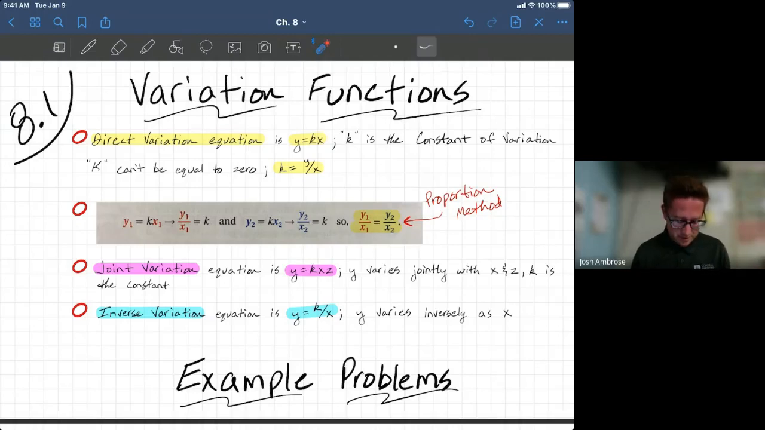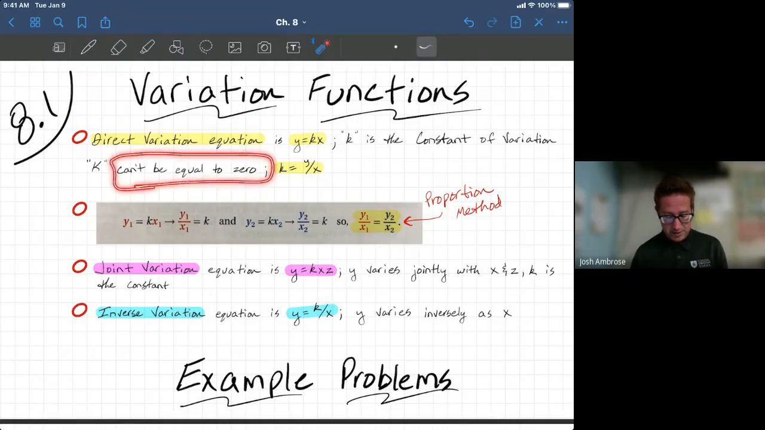All right, take a look, we got direct variation, just real simple, y equals kx. What does k stand for? Right here, k is the constant of variation. K is never allowed to be equal to 0. So k can't be 0. If it's 0, the whole thing is 0, and that's not going to be possible.